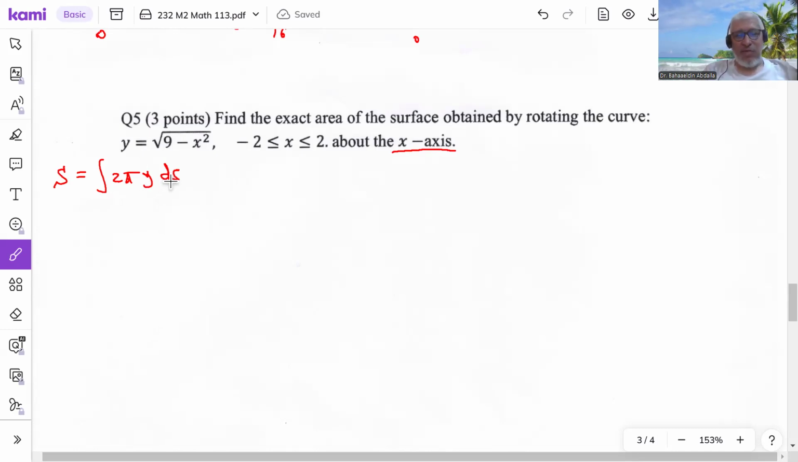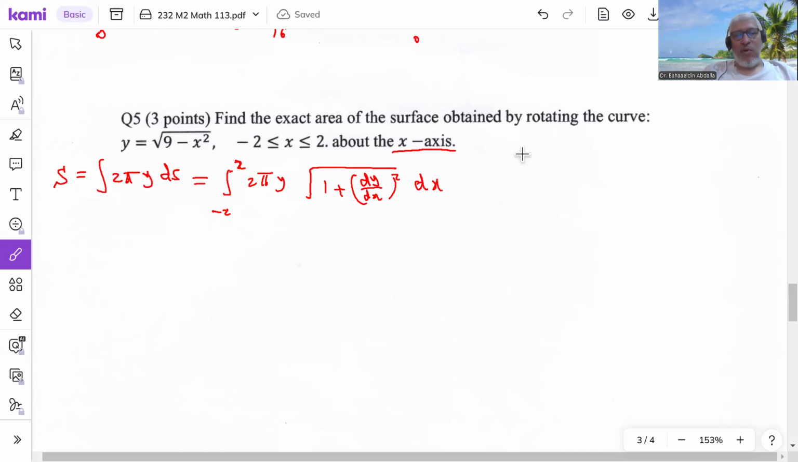And now ds, as we mentioned in the previous question, we can write it in terms of dx or dy. And this depends on this. He gave me x between negative 2 and 2. So I'd like to write this as from negative 2 to 2, 2 pi y. And ds is, as we mentioned, the square root of 1 plus (dy by dx) to the power 2 in this case, because we need to integrate with respect to x.